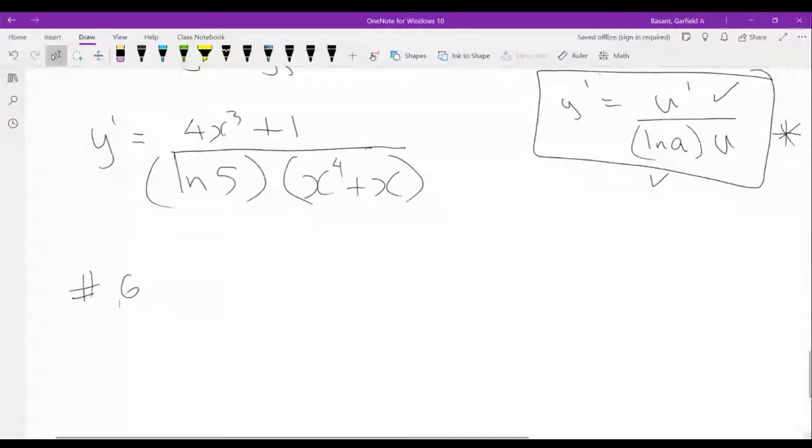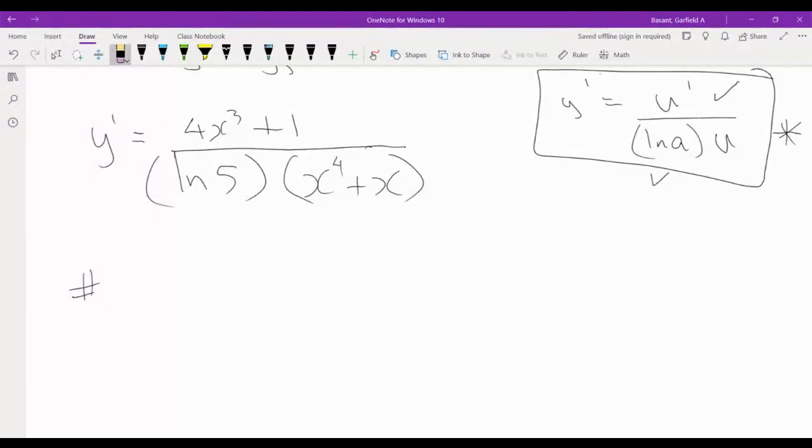Number 6. And this is number 7, actually. So y is equal to 12 to the x times log base 3 of x.